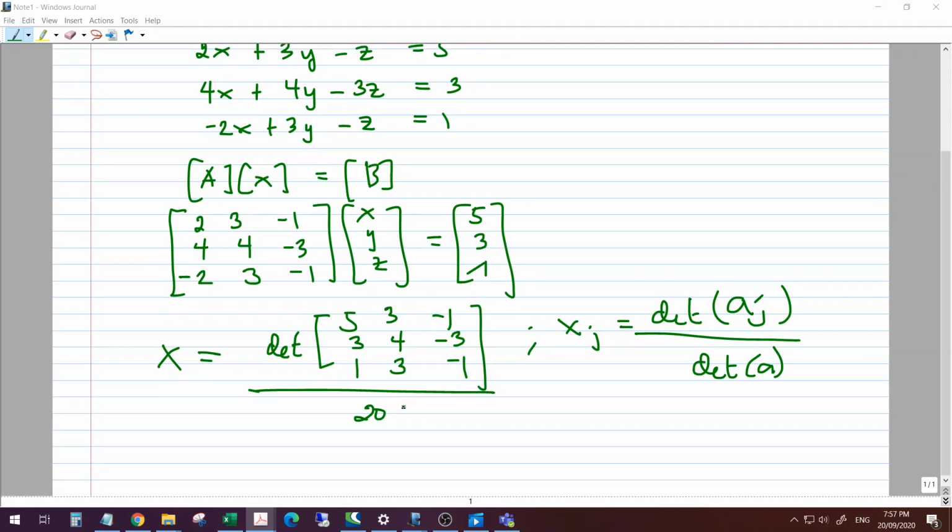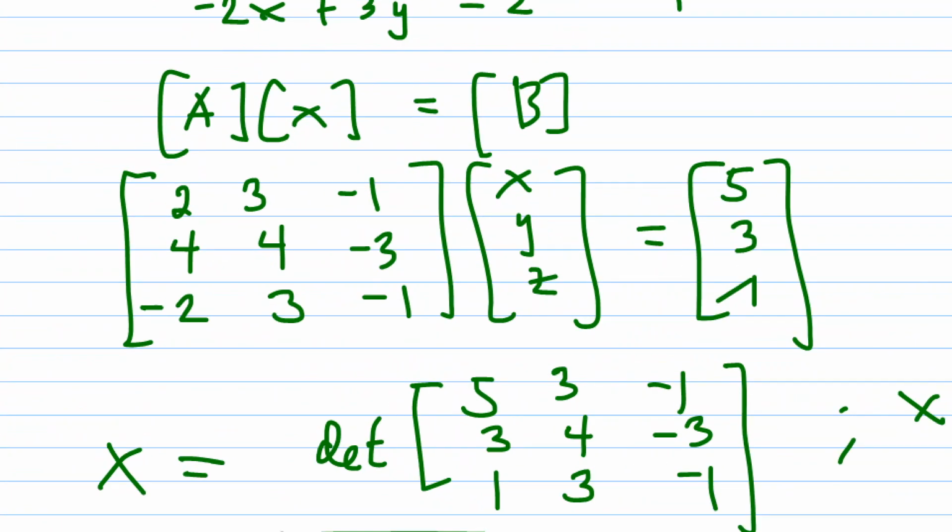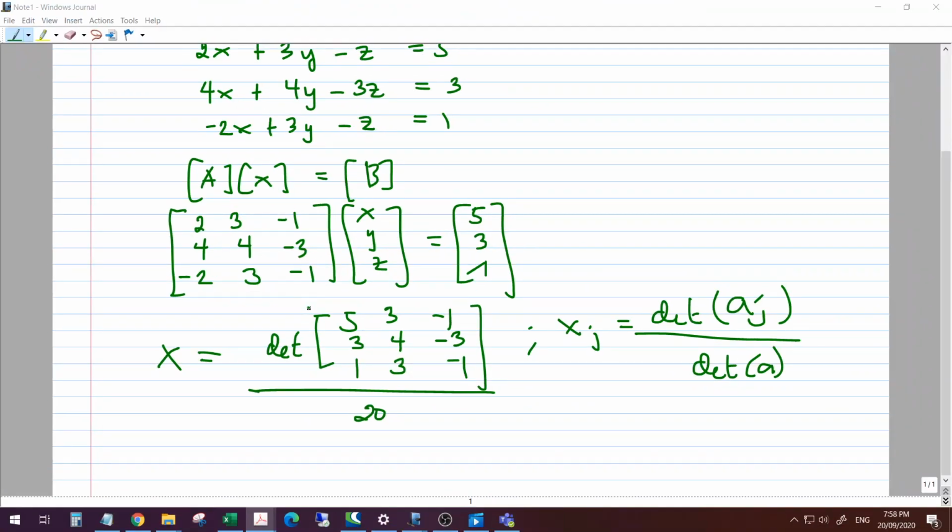Okay, how about 20? How did we get 20? It is simply the determinant of A, which is the A matrix here. So how do we get 20? Simply 2 times 4 times negative 1, plus 3 times 3 times negative 2. That's the way to get the determinant of the matrix. So we will have a detailed computation of that here.